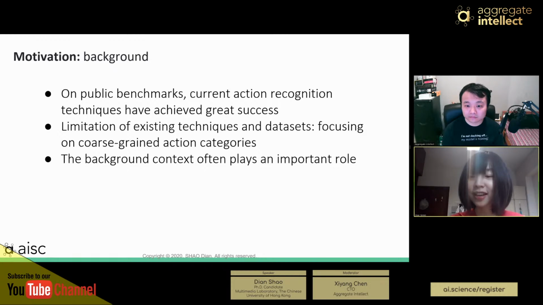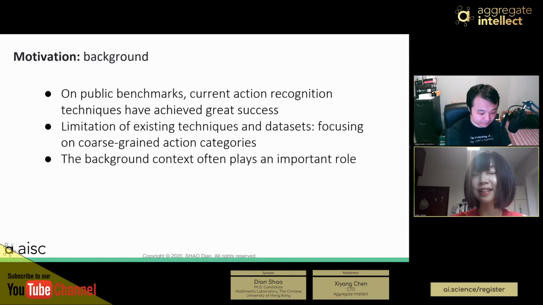And also we found that existing techniques and the data sets that underpin their development are subject to an important limitation. That is, they focus on coarse-grained action categories, for example, hockey versus gymnastics. To differentiate between these kinds of categories, the background context often plays an important role, and sometimes even more important than the actions themselves. So this is not what we want for action understanding.